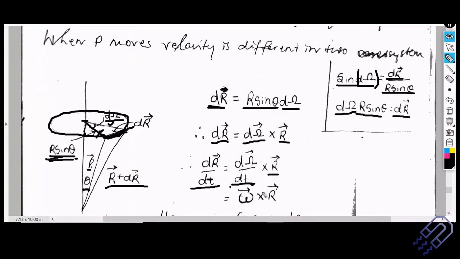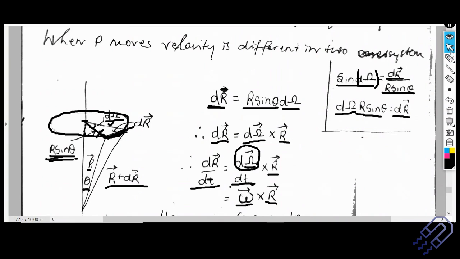So this r is there, and then we have d omega by dt. What is this d omega? This is the solid angle we are talking about, this entire angle. So the rate of change of this angle is nothing but the angular velocity omega bar. So this is omega bar cross r bar. I think this one simple slide will explain a lot of the basics which you need.